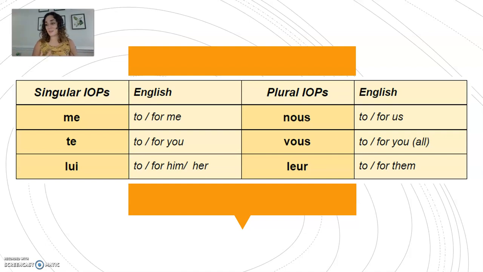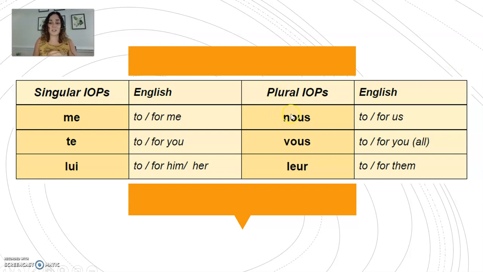Lui is easy, it replaces to him, for him, or to her, for her. So we don't actually need to know the gender of the indirect object person because lui covers them both. What we do need to know is, am I giving this gift to one person or to more people? Is it singular lui or is it plural leur?